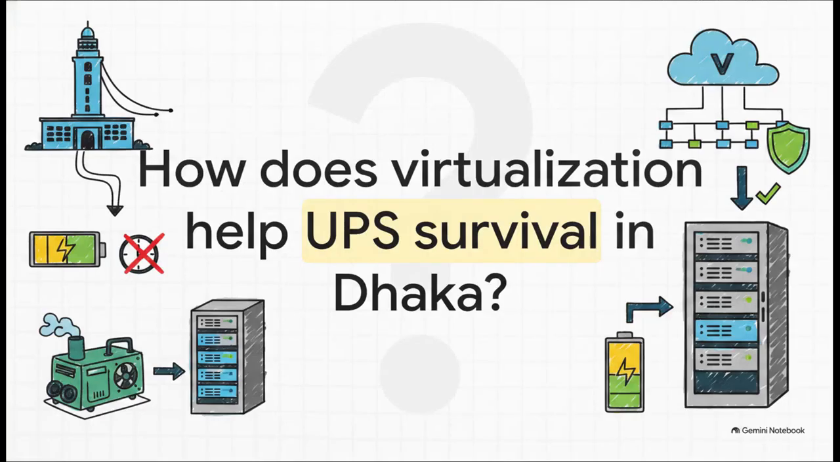Imagine you're consulting for an enterprise data center over in Motijil, Dhaka. They're dealing with frequent 30-minute grid load shedding events, and it is absolutely destroying their UPS batteries by draining them way too deeply before the diesel generators can even take over. So how exactly does virtualization save their physical infrastructure in an emergency like this?